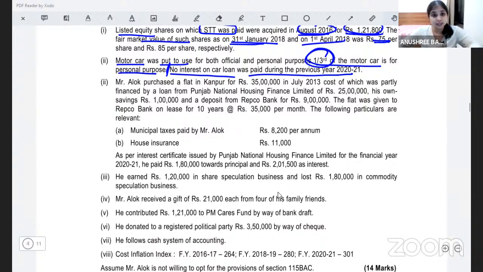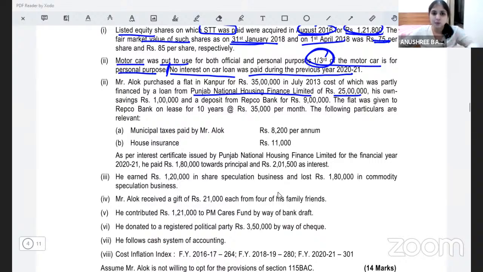Now talking about the third adjustment. Mr. Alok purchased a flat in Kanpur for 35 lakhs in July 2013, cost of which was partly financed by a loan from Punjab National Housing Finance Limited for 25 lakhs, his own savings of 1 lakh, and a deposit from Repco Bank for 9 lakhs.